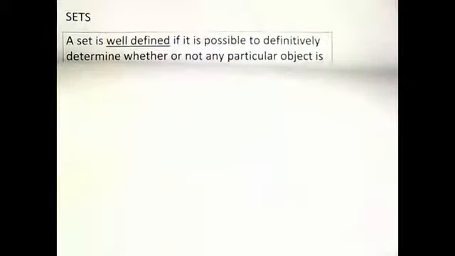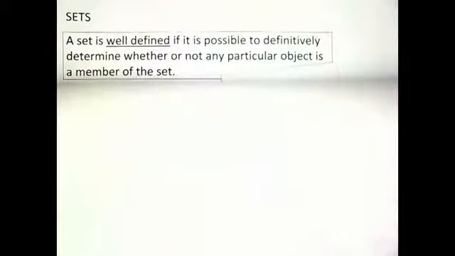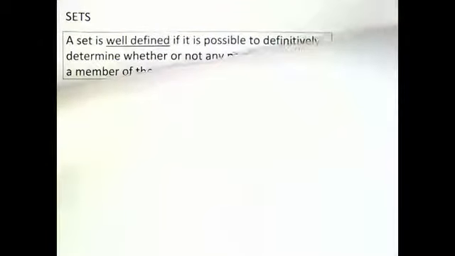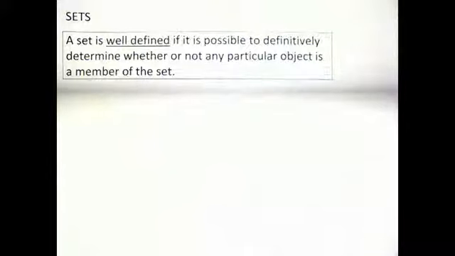We can also talk about a concept of a set being well defined. Now, by definition, a set is well defined if it's possible to definitively determine whether or not a particular object is a member of the set. So you look at any object and you can decide definitively whether it's in that set or not.